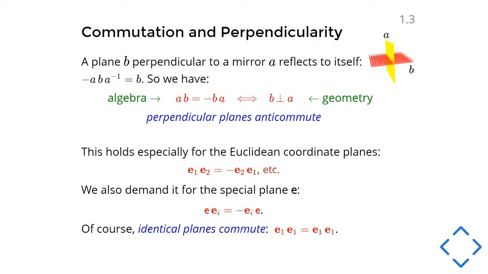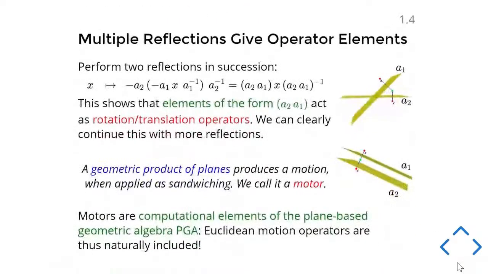Let's also include that special plane E in this, make it orthogonal to all the other planes. And let's make, of course, identical planes commute. E1, E1 will always be E1, E1. Well, with these rules, we will be able to compute the product of planes.